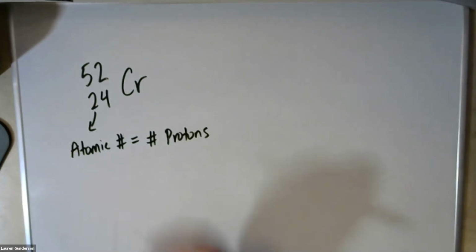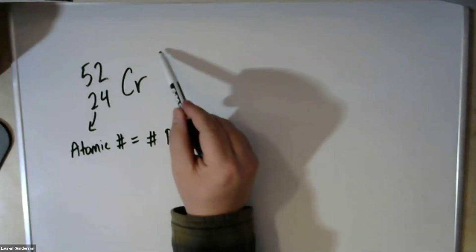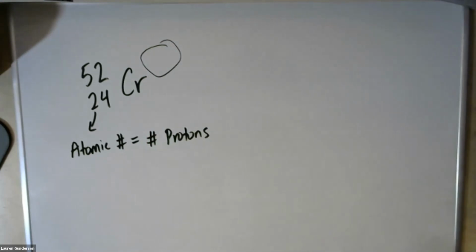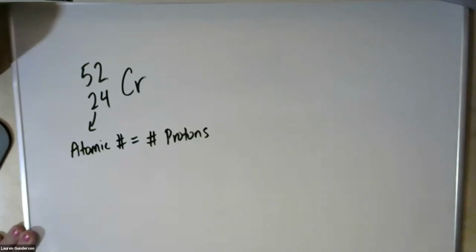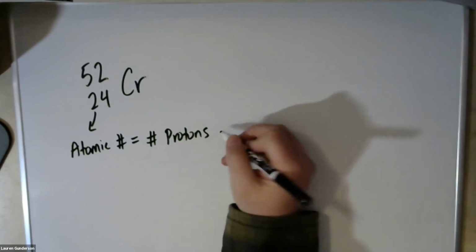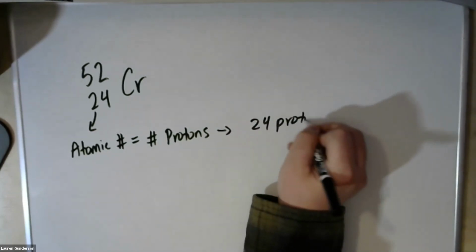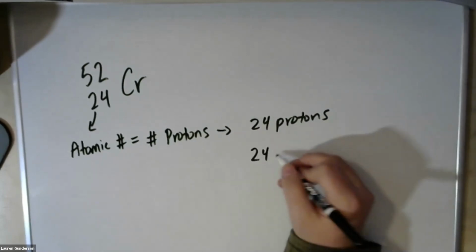We see that the chromium is neutral here. And we can tell that it's neutral because there's no charge indicated. If there were a charge, we would find it up here in this top right corner. But there is no charge there, and that means that the chromium is neutral. Something that's neutral has the same number of positive and negative charges. Okay, so if I have 24 protons in my neutral chromium, that means that I have 24 electrons as well.